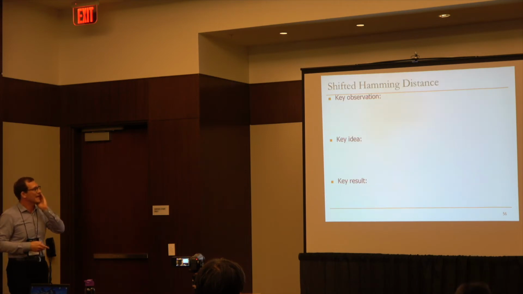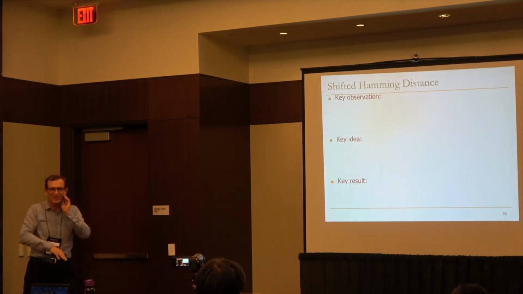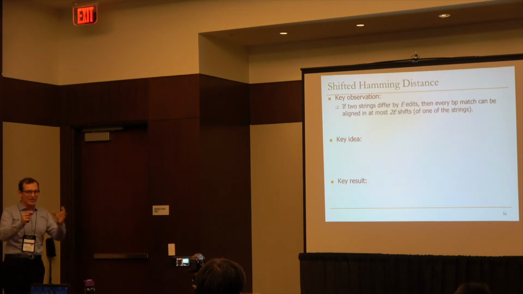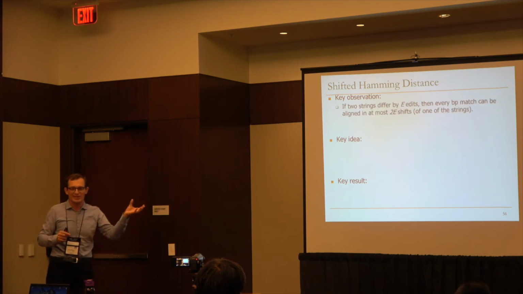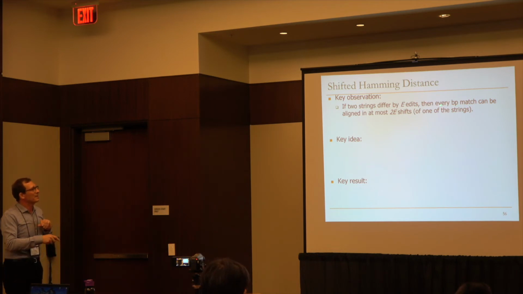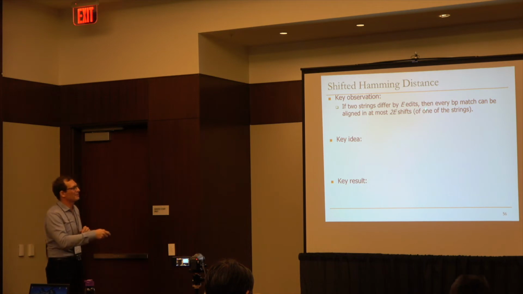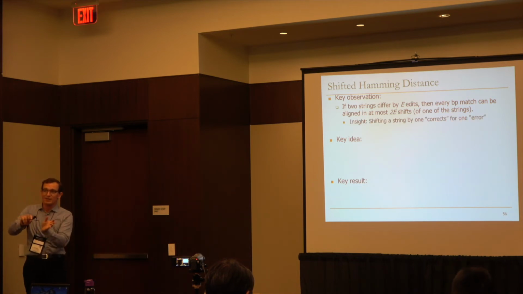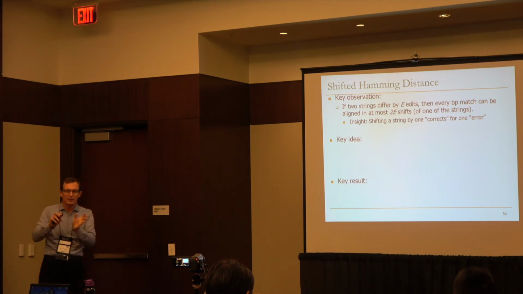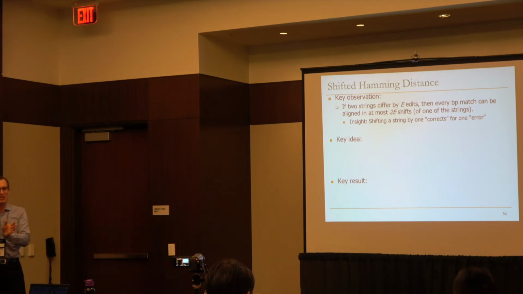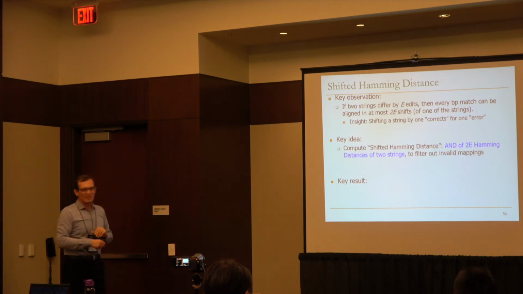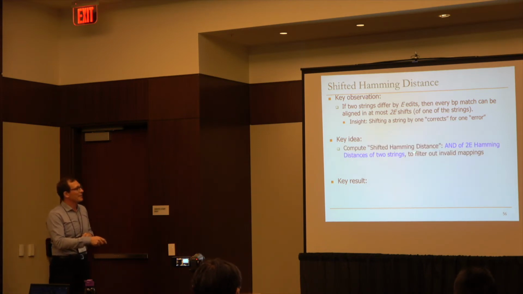And that's the idea of shifted Hamming distance. Let me give you the key observation and the results very quickly, and then we'll go into the key idea. If two strings differ by some number of edits, let's call them E, then every base pair match can be aligned in at most 2E shifts, by shifting one of the strings. Why? Because if you shift the string by 1, you're really correcting for one error, either an insertion or a deletion. So based on this, we developed the metric of shifted Hamming distance.